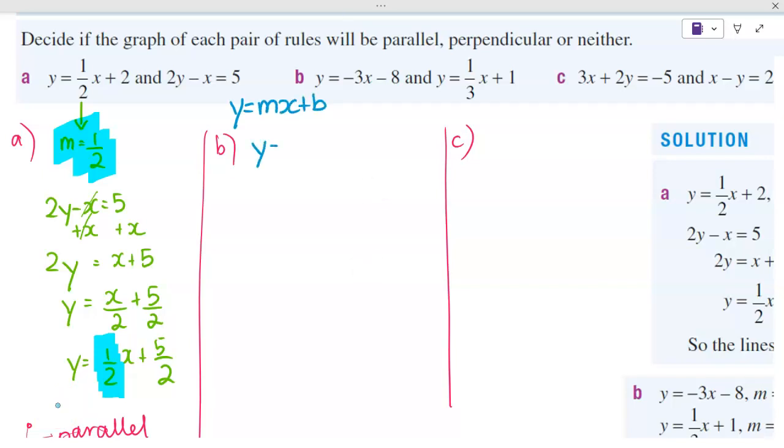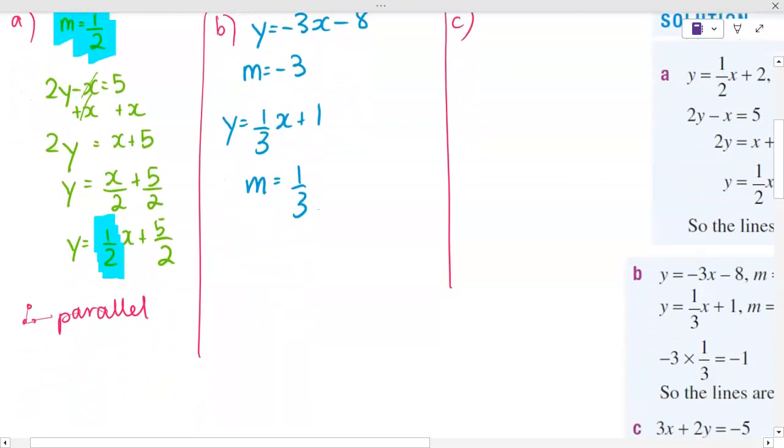So our first equation is already in that form for part B. It's y equals minus 3x minus 8. Now don't forget, if I'm going too fast, just pause the video. In this case, our m is minus 3. We can read that one straight off. In our second equation, it's y equals 1/3 x plus 1, and m is 1/3. So it looks like those are possibly perpendicular.